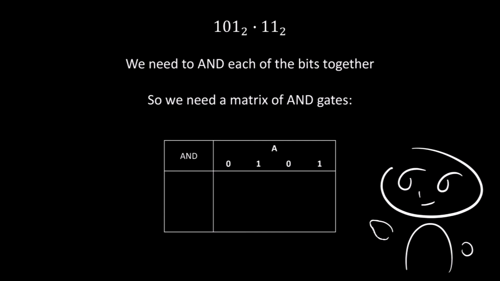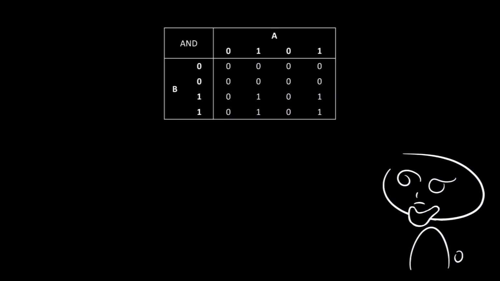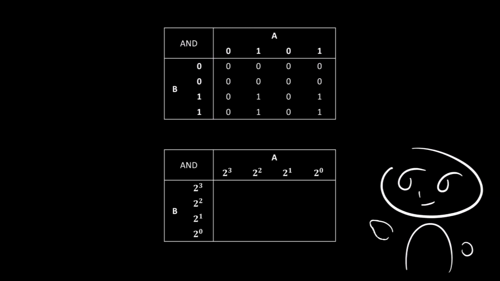What we can do is represent this as a table by putting A as the columns and B as the rows. Then we can fill in the table, ANDing each of the bits together. Now what we can do is write down all the powers of 2 that A represents and the powers of 2 that B represents, and then we can multiply those together in our table to figure out what each bit within our AND table represents.